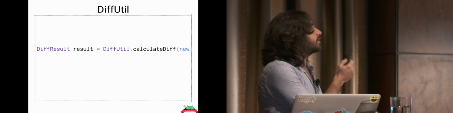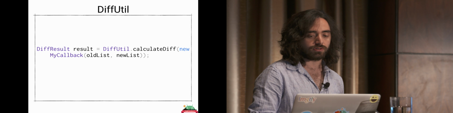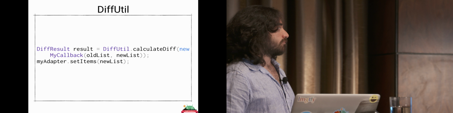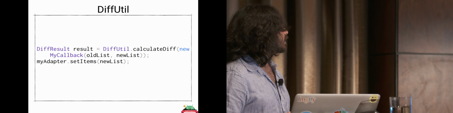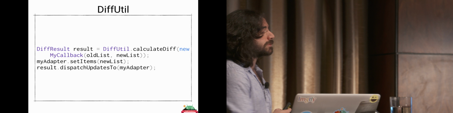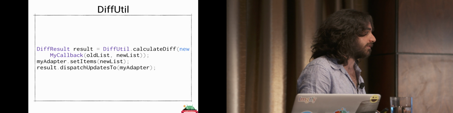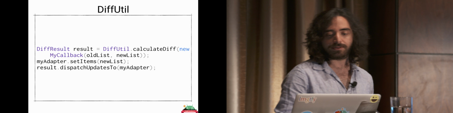You call DiffUtil, it has this calculateDiff method, and you pass a callback, very similar to sorted list. It will return you a result. You just update the list in your adapter, just like set to the live list, and you call this result.dispatchUpdatesTo method to dispatch all of the updates to the RecyclerView. And now you get all of the benefit without almost doing anything.